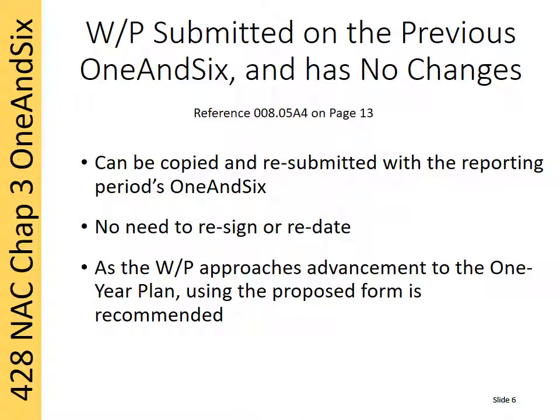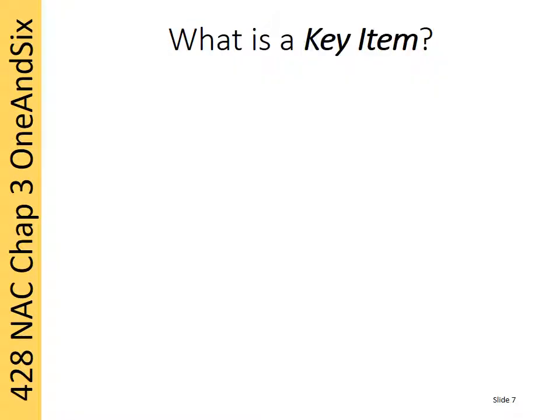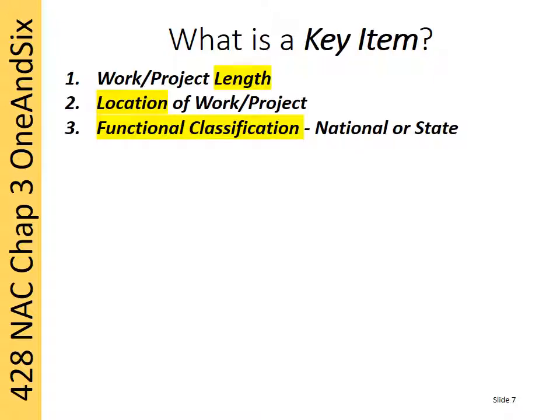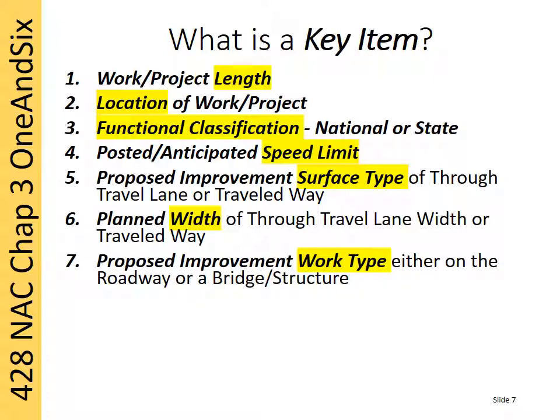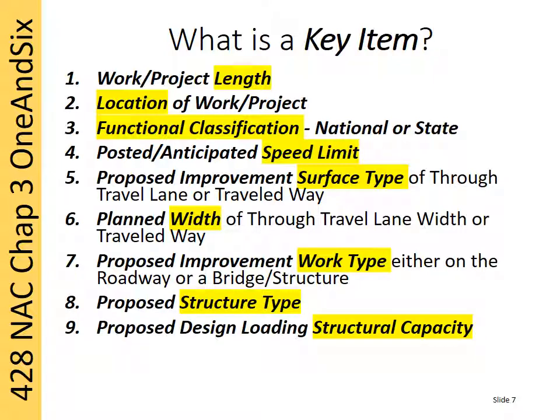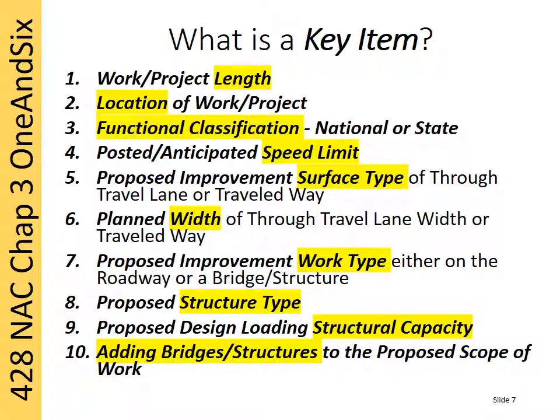In that case, the appointed superintendent must sign and date, and the project is considered a new project for the purposes of reporting. Key items are identified on page 13, instruction A7. They are the length or location of a project, the functional classification, the anticipated speed limit, the proposed surface type or width, the type of work, whether it's new, reconstructed, 3R or maintenance, the structure type, and the design loading. Also, a bridge or structure added to the scope is considered a key item that needs to be reported.